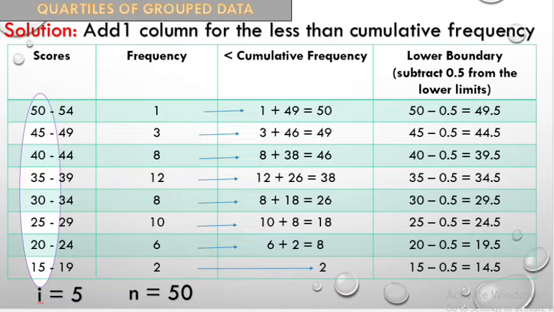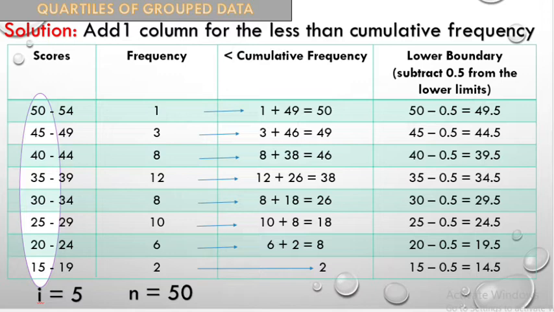We also have another column for less than cumulative frequency and lower boundary. Now, how can we get cumulative or less than cumulative frequency? So, mag-start po tayo dito sa pinakababa, sa bottom. 2, ilalagay lang po natin dito, yung 2 sa cumulative frequency column po. And para makuha po natin yung kasunod, we will add 2 sa ating 6 na frequency. So, 6 plus 2 equals 8. Yung 8, i-add naman natin sa 10. 10 plus 8 equals 18.